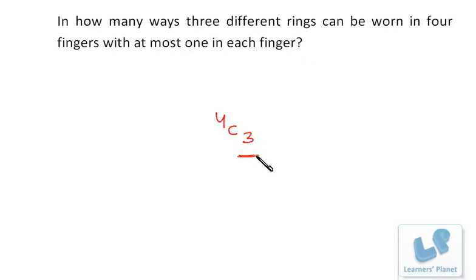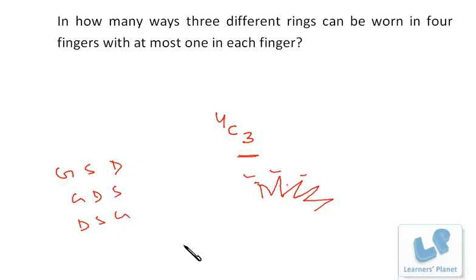Now till here I have done the selection. Any 3 fingers, maybe these 3, maybe these 3, whatever the 3 fingers. Now after selection of the 3 fingers, because the rings are different, I can wear them in different arrangements also. Suppose the rings are of gold, silver, and diamond. I can wear gold, silver, and diamond; gold, diamond, and silver; diamond, silver, and gold; and various arrangements are possible. I have selected 3 fingers, and the 3 rings can be arranged in these fingers in 3 factorial ways.